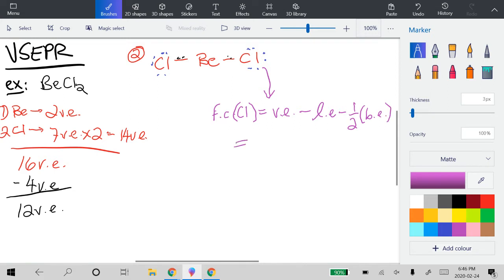So for chlorine, it tells us that it came from group 7, or it should have 7 valence electrons. It has 1, 2, 3, 4, 5, 6 lone electrons, and in one bond it has 2 bonding electrons. So that's 7 minus 6 minus 1 for a formal charge of 0, which is the formal charge that we are looking for. I don't have to check the other chlorine atom because it looks the exact same, as in it has 6 lone electrons and a bond like the other chlorine, so it will also have a formal charge of 0.